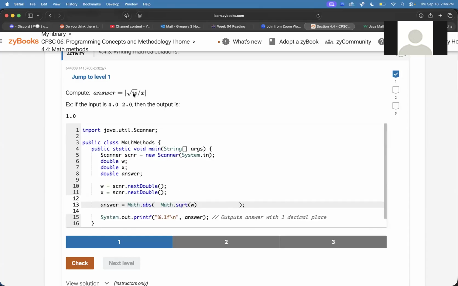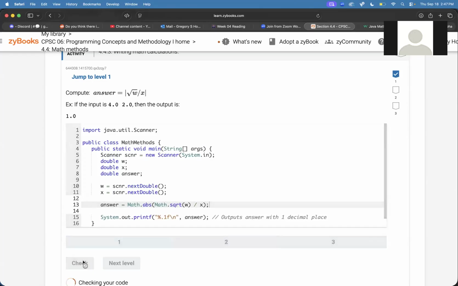That's the square root of W. After I have the square root of W, I need to divide by X. That is just regular division though. So divide by X, and that's in the absolute value. So I have lots of space. Let's get rid of it. And I think this is it. So we just type them in.